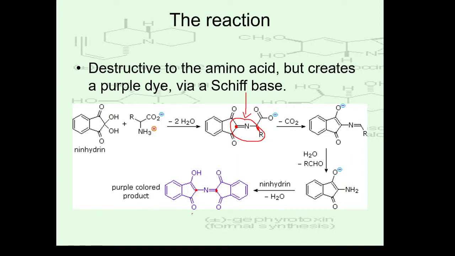Am I going to ask you this mechanism? No. Should you know that ninhydrin is a test for amino acids? Yes. Should you know a positive test is purple? Yes. Should you know what a Schiff base is? Yes. Should you know that the amino acid is destroyed when testing for it? Yes. But am I going to ask you the mechanism or the exact reaction? No.